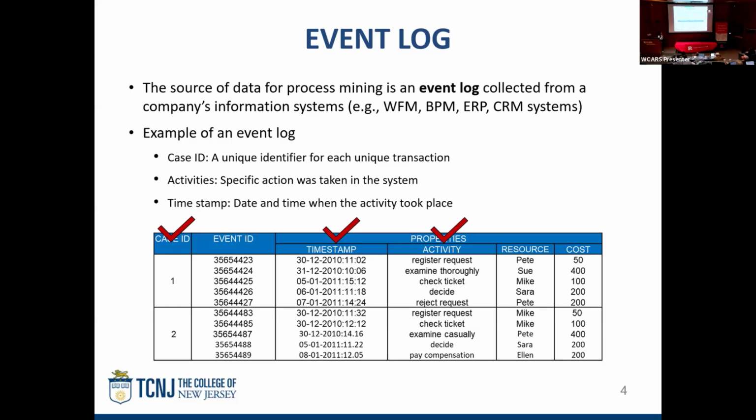I put a red mark on the event log to tell you that these three attributes are a must for process mining, because every process we distinguish with case ID. And also we want to see what kind of activities are there in the business process. So that's the activity attribute. And then we want to see the order of activities. That's why we use the timestamp column.